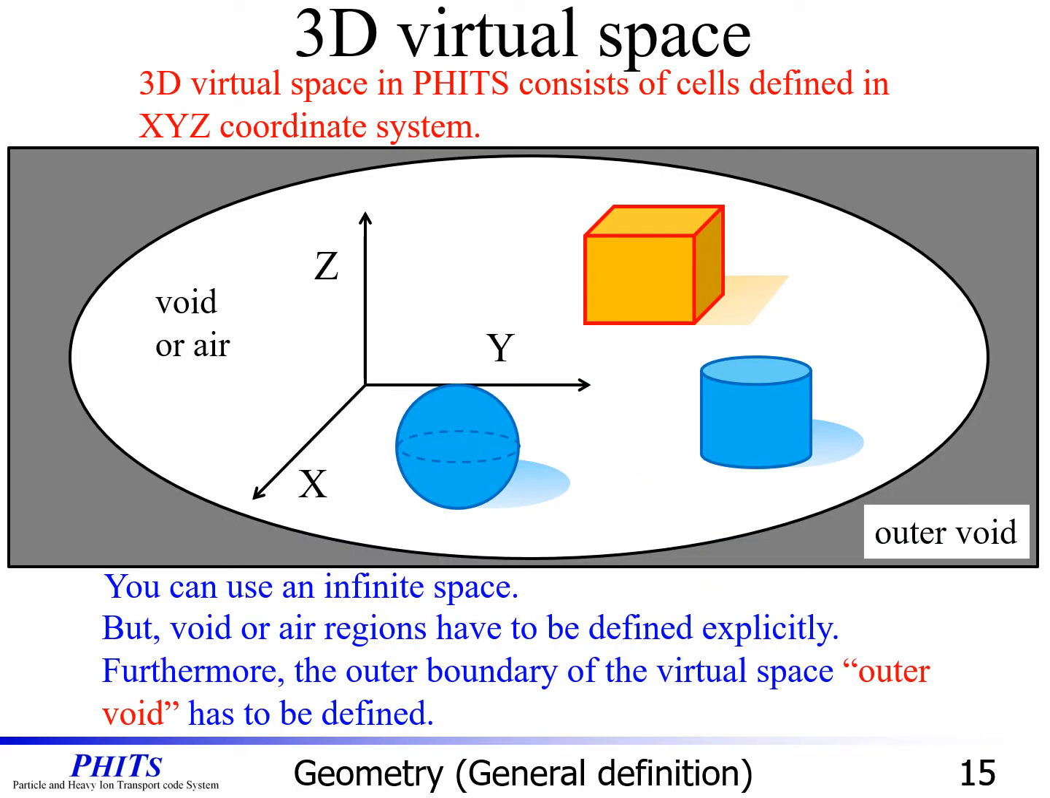In the PHITS calculation, cells are defined in the XYZ coordinate system. You can use an infinite space. However, void and air regions have to be defined explicitly. Furthermore, the outer boundary of the virtual space, the so-called outer void, has to be defined. The outer void works as a cutoff region, that is, when a particle enters the outer void, the transport calculation of the particle is finished.